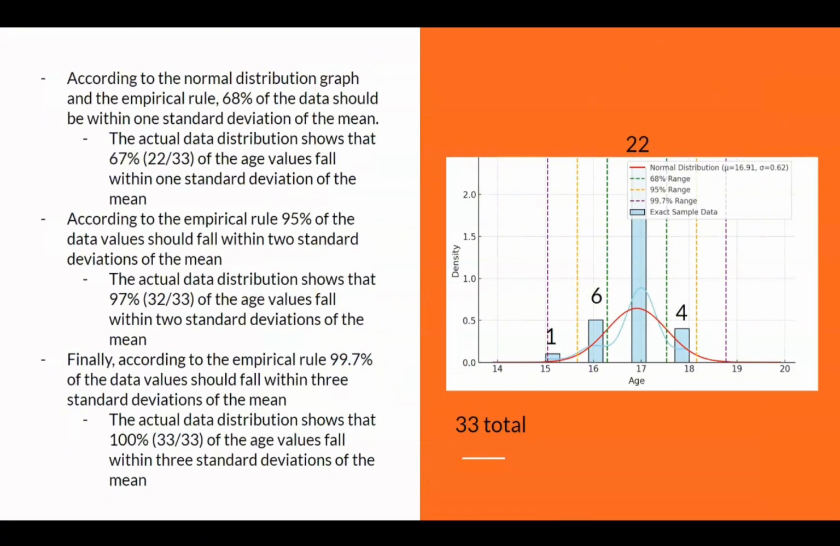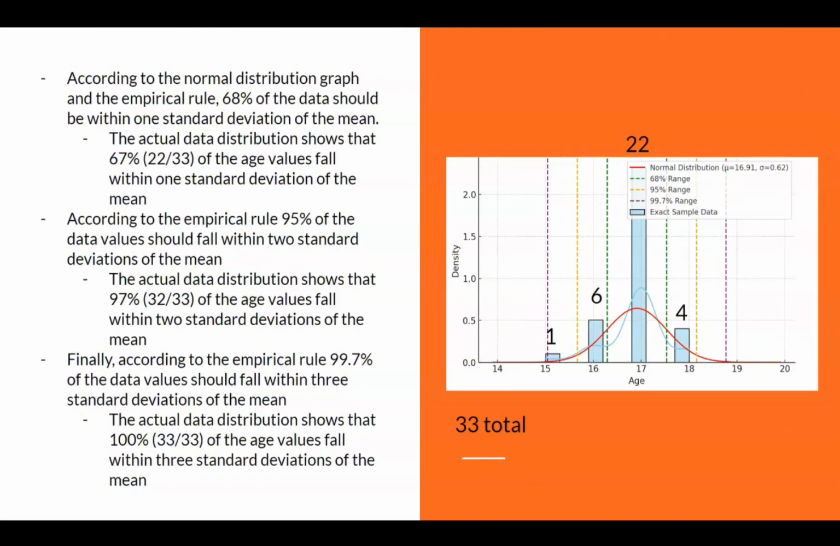So, according to the normal distribution graph and the empirical rule, 68% of the data should be within one standard deviation of the mean. The actual data distribution shows that 67%, or 22 out of 33 of the values, fall within one standard deviation of the mean. And according to the empirical rule, 95% of the data values should fall within two standard deviations of the mean. And the actual data distribution shows that 97%, or 32 out of 33, of the age values fall within two standard deviations of the mean.